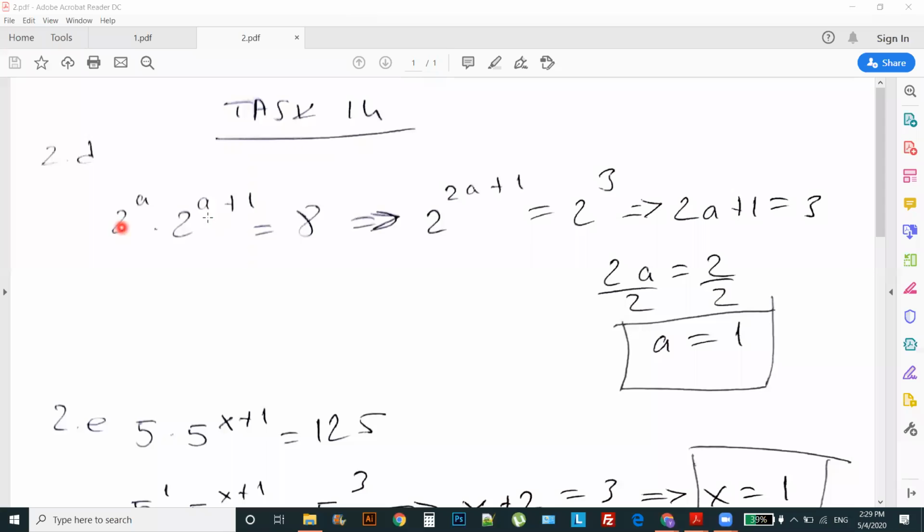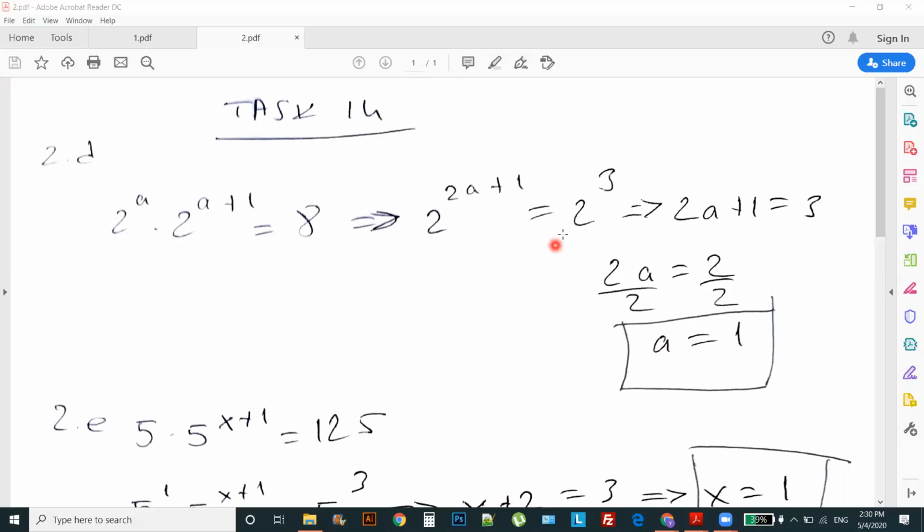So I have same bases, multiplication. The rule tells me when you are doing multiplication with the same bases, add the powers. So a and a plus 1 will be added together. So it's going to be 2 to the power of a plus a plus 1, which is 2a plus 1. 2 to the power of 2a plus 1 equals 8. When I write 8 as an exponent, it's going to be 2 to the power of 3, because 2 times 2 is 4, times 2 is 8.